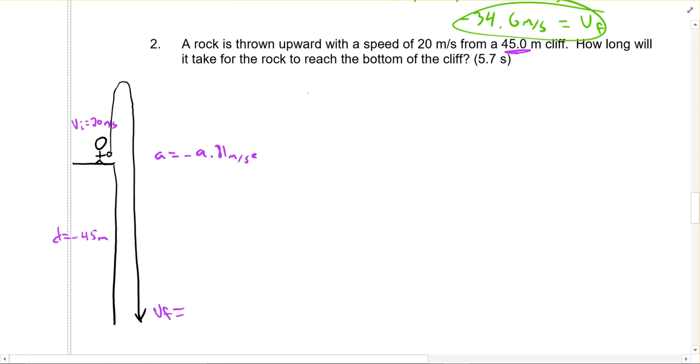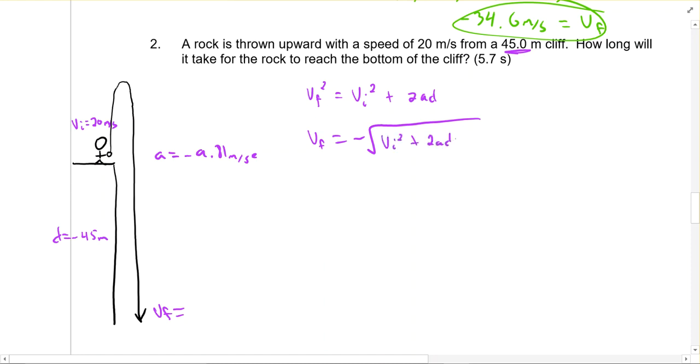So I'm going to say VF squared is equal to VI squared plus 2AD. So VF is equal to... I know it's going to be negative because it's going down, so I'm just going to write the negative symbol there. So it's going to be negative square root of VI squared plus 2AD.